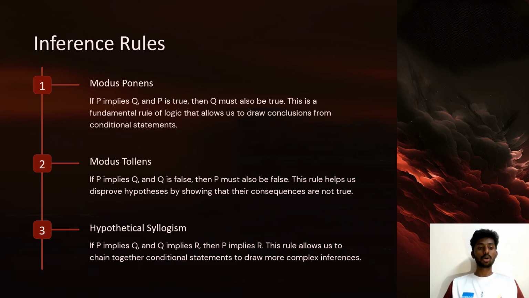Inference rules. Modus ponens. If P implies Q and P is true, then it states that Q must also be true. So this is a fundamental rule of logic which allows us to draw conclusions from conditional statements. Modus tollens. If P implies Q and Q is false, then P must also be false. So this rule helps one disprove hypotheses by showing that their consequences are not true.